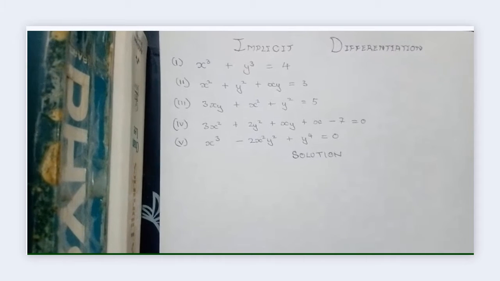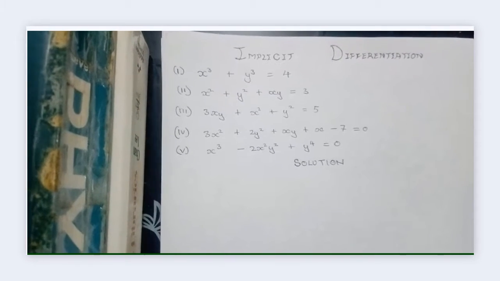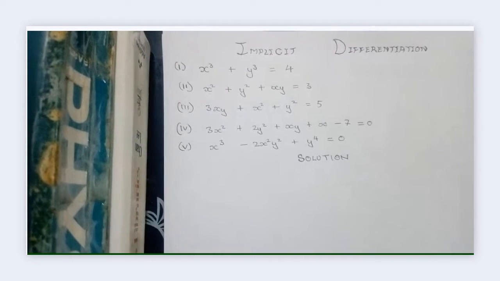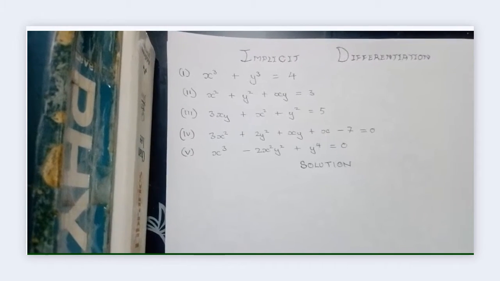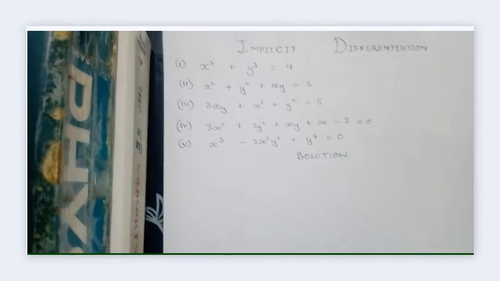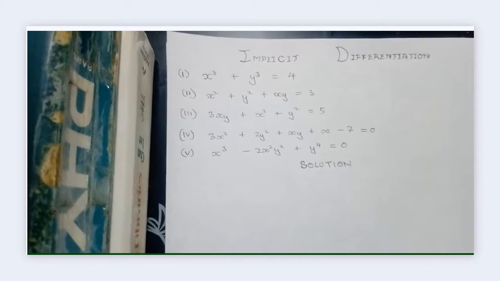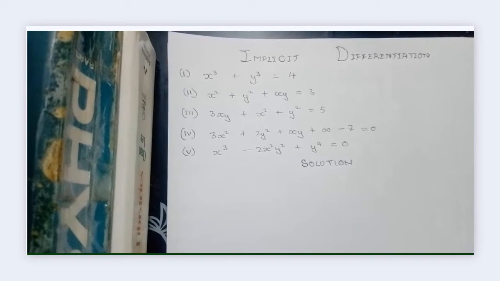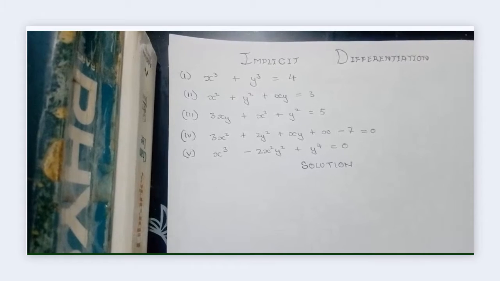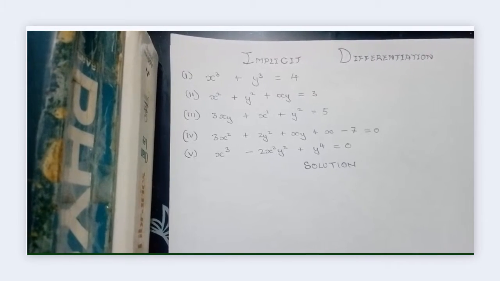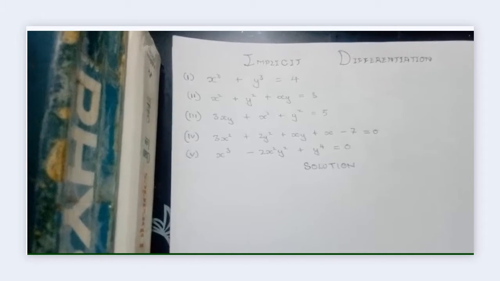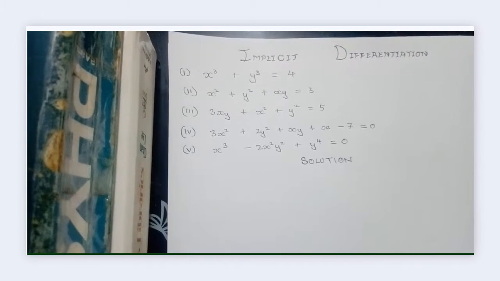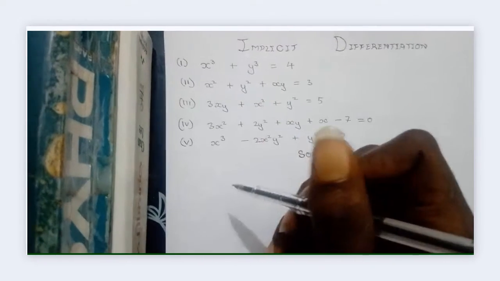before starting, let me tell you that implicit differentiation involves differentiating both x and y, which are the most common variables. But there is a slight difference when differentiating y compared to differentiating x. If you want to differentiate any equation containing y, you must include dy over dx. This is what I'm saying.